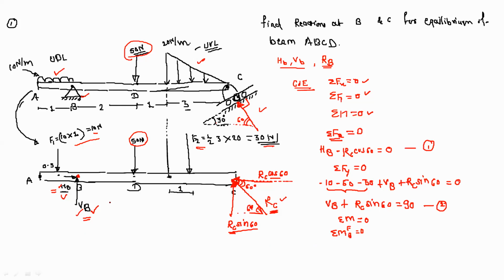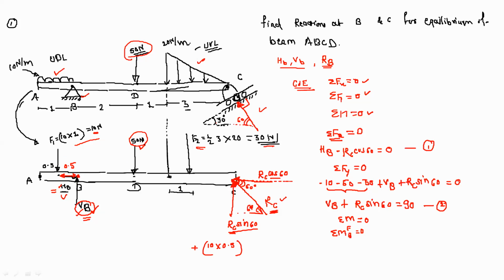So now take the moment by all the forces. You can start from the 10 Newton. For 10 Newton, this is the line of action and this is the perpendicular distance. This is 0.5, so moment will be 10 into 0.5. This moment will be anti-clockwise about point B, that is positive. Then the second moment by VB is 0. Moment by HB is also 0 because both forces pass through the point B, so perpendicular distance is 0.